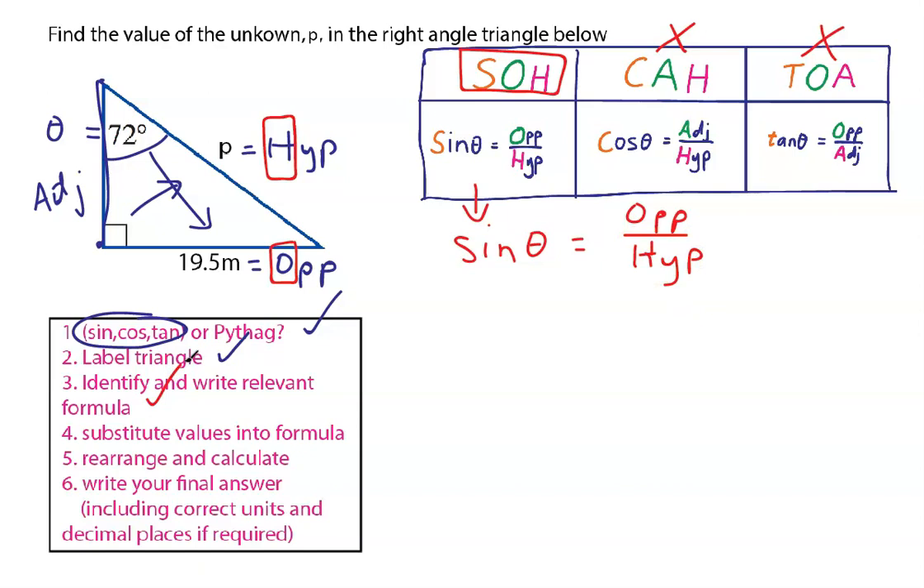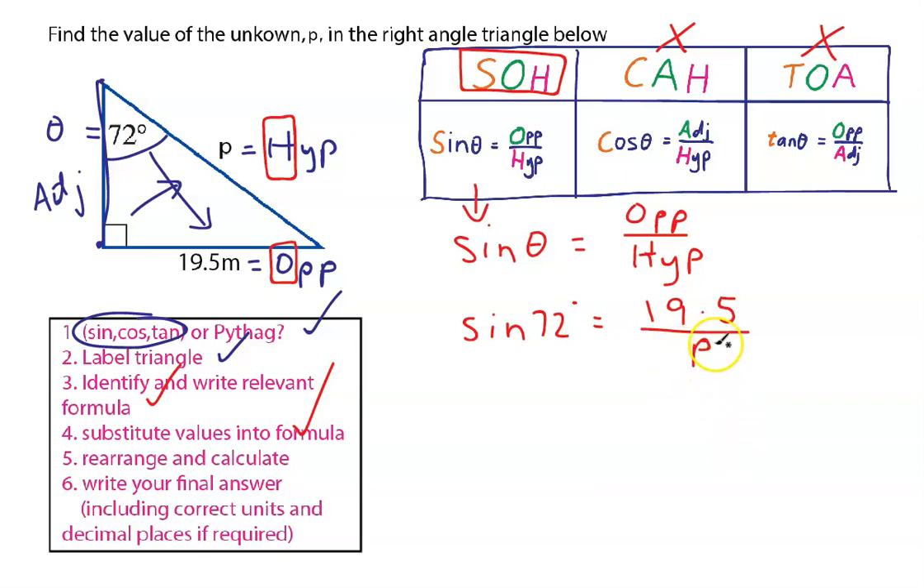Substitute values into the formula. Okay, theta equals 72 degrees, so I'm going to write sine 72 degrees, and I'm going to write opposite is 19.5. I'll leave the meters out for now, and we'll put the units back in at the end. And that's divided by our hypotenuse, which is our unknown value of p. Okay, and we've substituted in the values. Good job, well done.